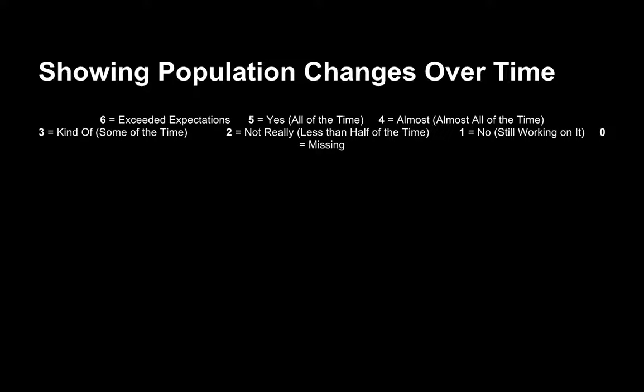Okay, so showing population changes over time. You are very familiar with this scale of how I grade things. 6 is exceeds expectations. 5 is yes, you got it all the time. 4 is almost, you're almost there, kind of 90%, 87%-ish, B plus range there. 3, now you're in the C range, it's almost there. Yeah, you're doing the work, but there is room for improvement. 2, not really, less than half the time. 1 is you're missing something significant. You gave it an attempt, but it's still not there. 0 is you're missing it entirely. So expectations, each one is 5 points. It will total 30 points when all is said and done.